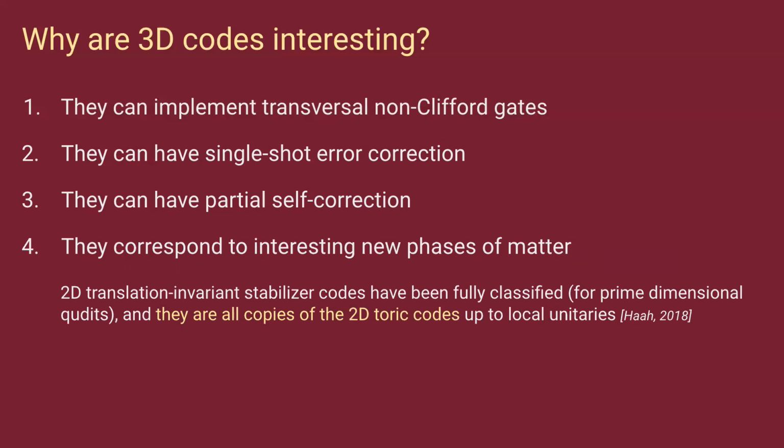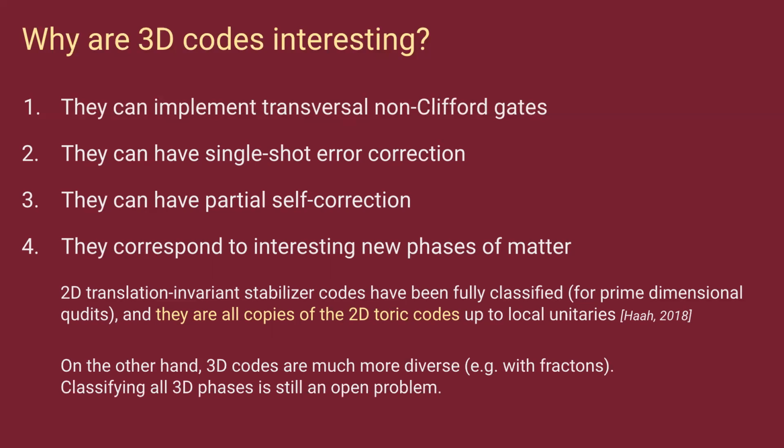We have some assumptions that we see here. So for instance, for hyperbolic codes, it's not exactly that. This theorem doesn't apply exactly, but in general, we know a lot of things about 2D codes, and we know that a lot of them are just copies of 2D toric codes up to local unitaries, and so we can classify a lot of those 2D phases of matter, while on the other hand, 3D codes are much more diverse. For instance, we saw the example of fractons, and classifying all the 3D phases is a hard problem. So we could find a lot of really interesting 3D codes in the future.